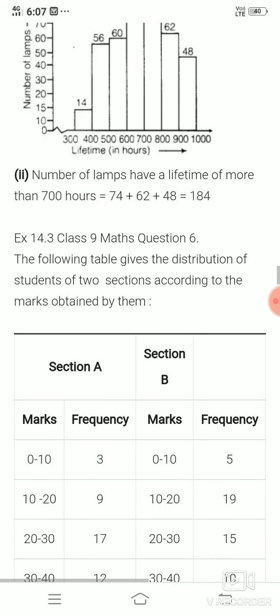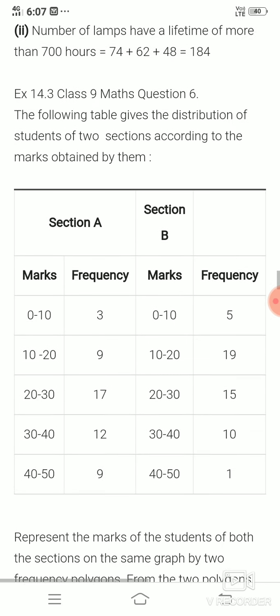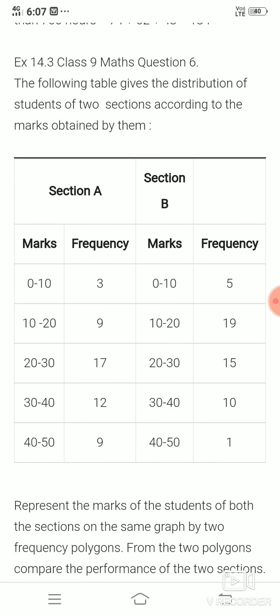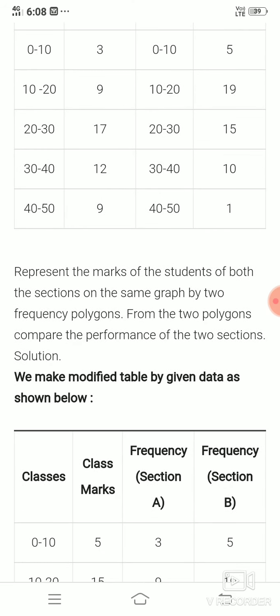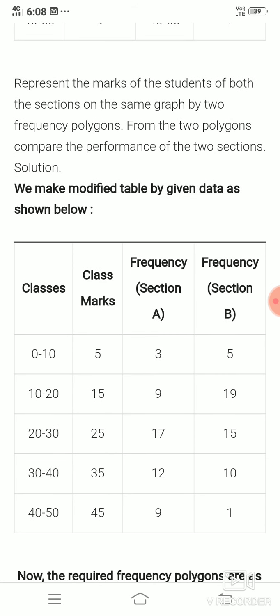Next, the following table gives two sets of data for marks 0 to 50, with the frequencies also given. Represent the marks of the students of both sections on the same graph by two frequency polygons. From the two polygons, compare the frequency of the two sections. Now modify the table; you are going to introduce the points.